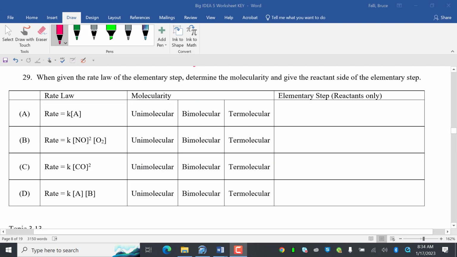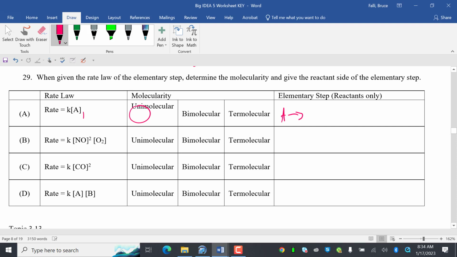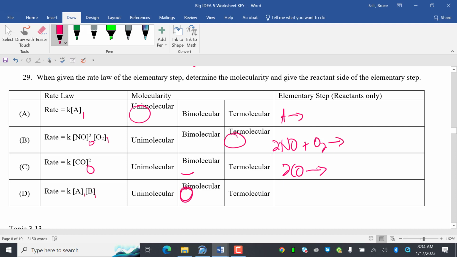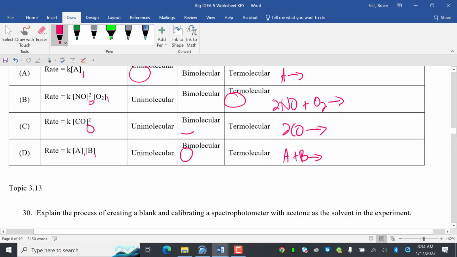All right, so now 29. So this is unimolecular because this is 1. The elementary step would be A yields. This one has 2 and a 1. So that's going to be termolecular. So that means it's going to be 2 NO's plus O2. This one has O2. It's bimolecular. So that's going to be 2 CO yields. This one has 1 of each. That's also bimolecular. So it's going to be A plus B yields. Hey, is that it? Oh, no, we got to do this.